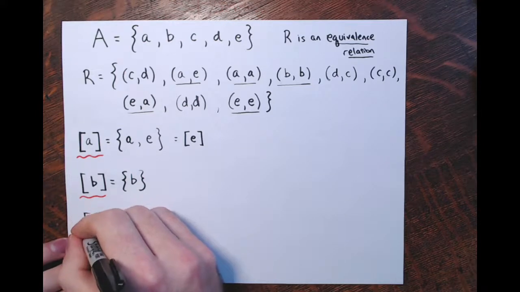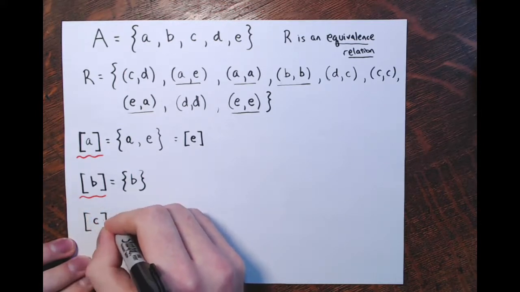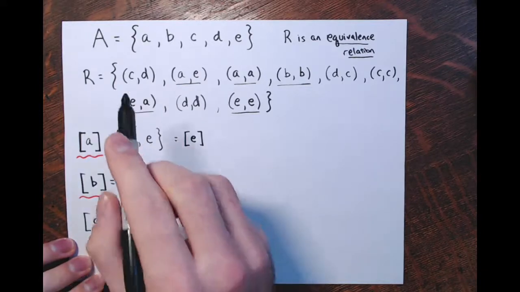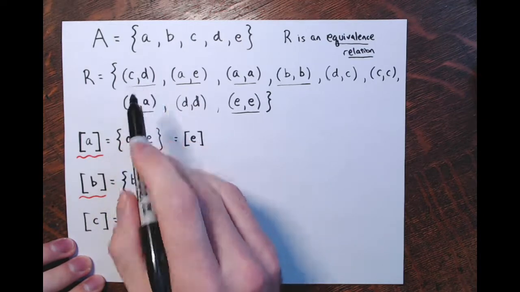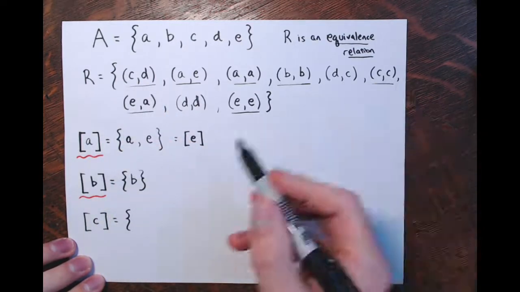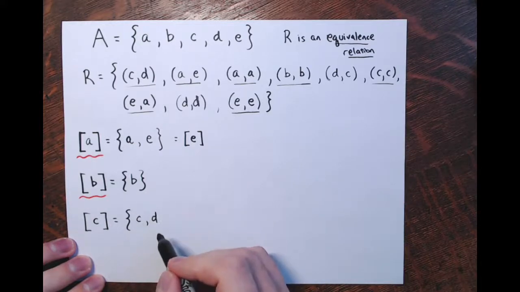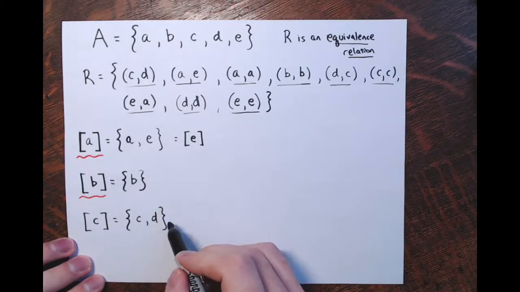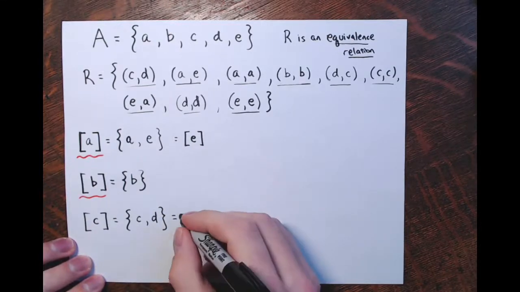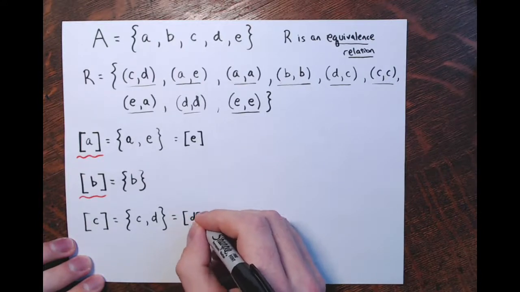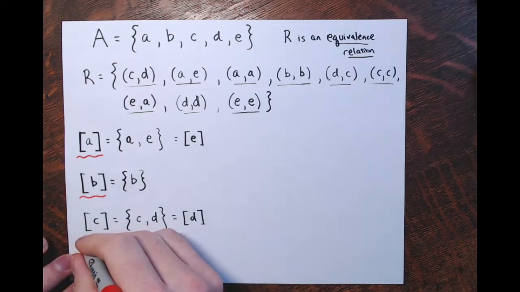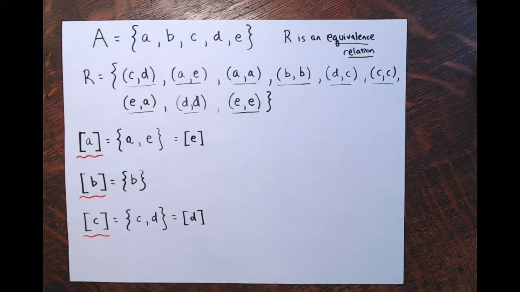Let's do C. Now the equivalence class of element C, again, is just the set of all the elements related to C, or equivalent to C. Well, C is related to D, and of course itself, right? So C and D, and then D is related to C, and D is related to D, but D is already in there. You could also call this the equivalence class of element D, because they're all the elements related to D. But no need to use both, they're the same set, so I'm just going to use the equivalence class of element C.